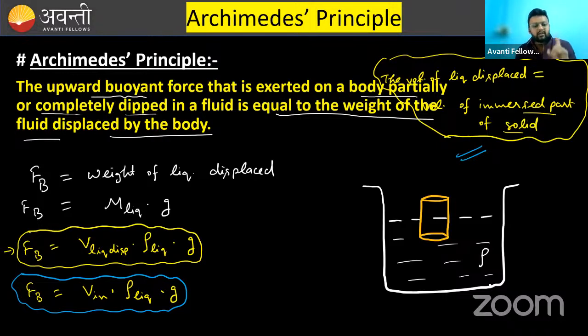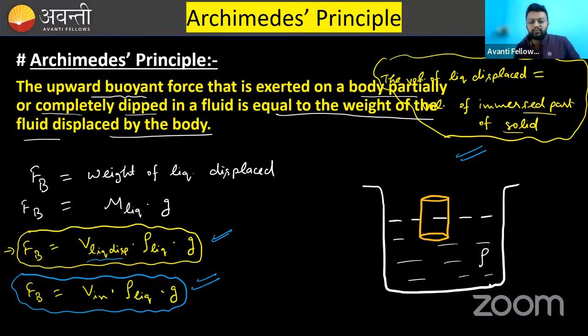I hope it is clear. Buoyant force is equal to volume. Either you can use volume of liquid displaced, which is nothing but the volume of solid inside the liquid, V_in, into density of liquid into g. So keep these formulas and relations in your mind. And this is all about Archimedes principle.